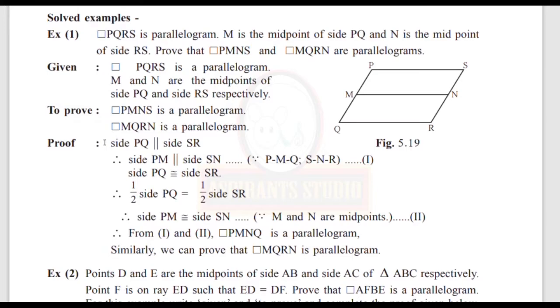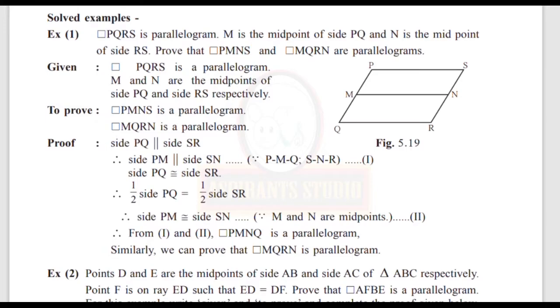Now take this to be the second equation. Your first equation is side PM is parallel to side SN. Now the second equation is side PM is congruent to side SN. Therefore from equations 1 and 2, quadrilateral PMNS is a parallelogram by the test of parallelogram.